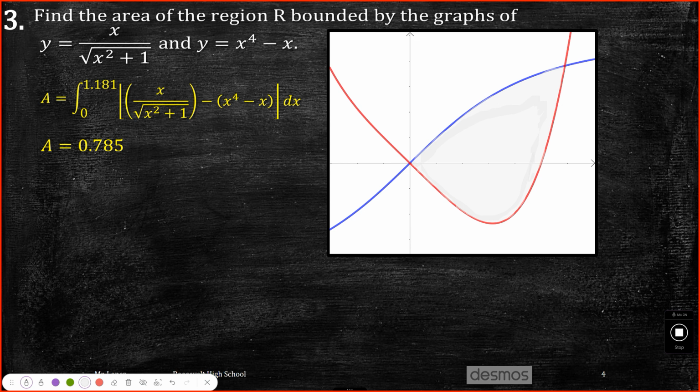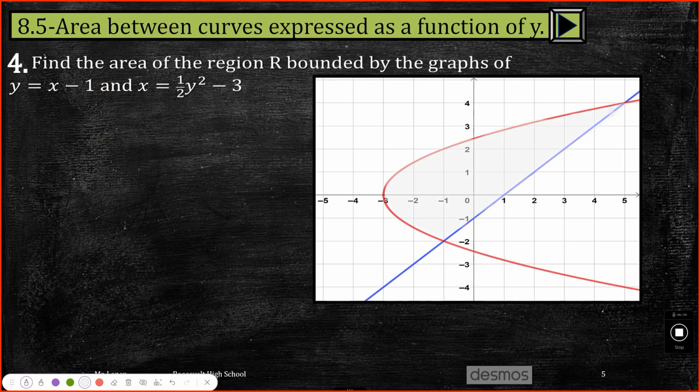Next, number 4. So now we're going to do area between curves that are expressed as a function of y, and I already have the graph for you there. There it is. You have to find the area of the region R bounded by the graphs of y equals x minus 1, which is the line, and x equals 1/2 y squared minus 3, and that is a parabola. Solve for x, it's not a function now, but whatever.